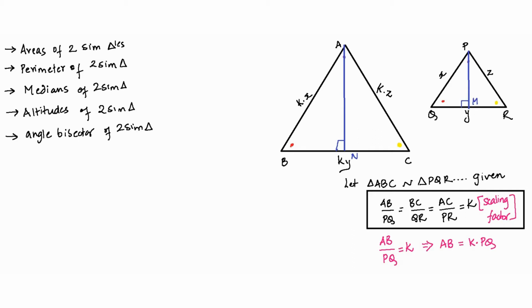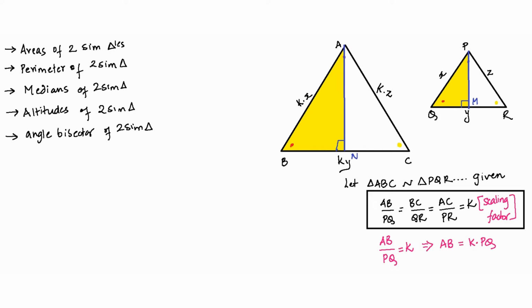Now I'm going to consider these two triangles for similarity. By the way, let me explain what I'm trying to do. I'm trying to find the ratio of these two corresponding altitudes. Why are they the corresponding altitudes? They are the corresponding altitudes because the side BC corresponds to QR and the vertex A corresponds to vertex P. That is why AN and PM are the corresponding altitudes.